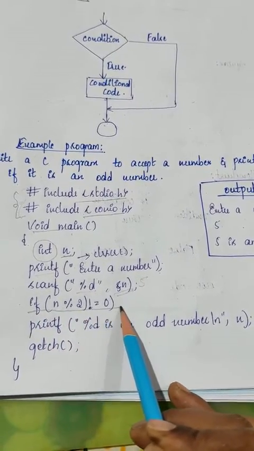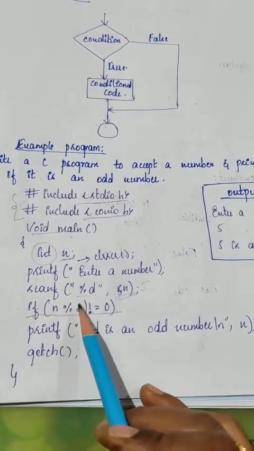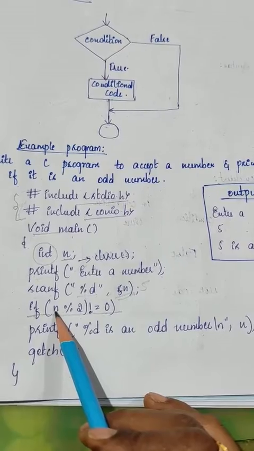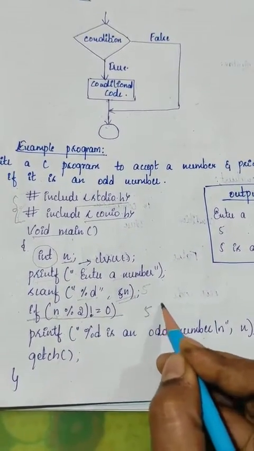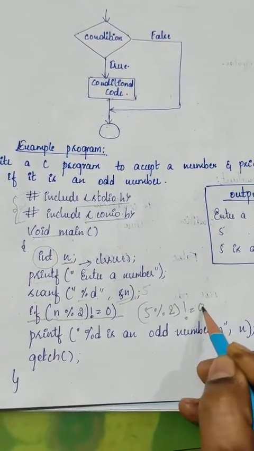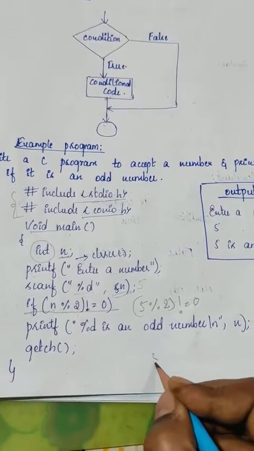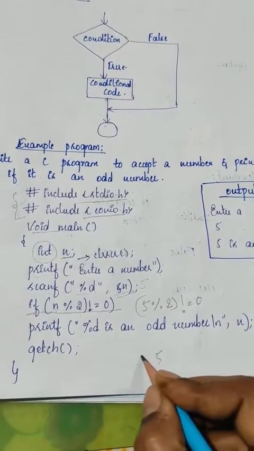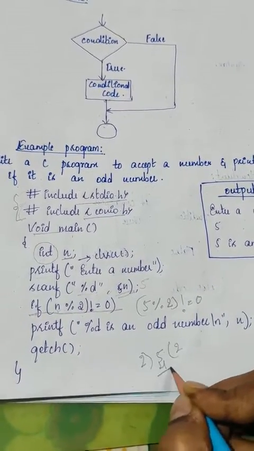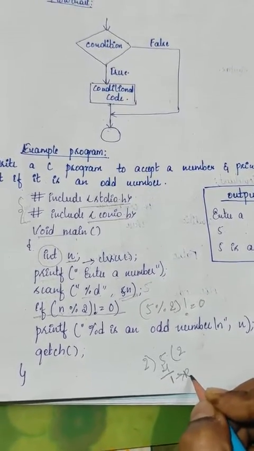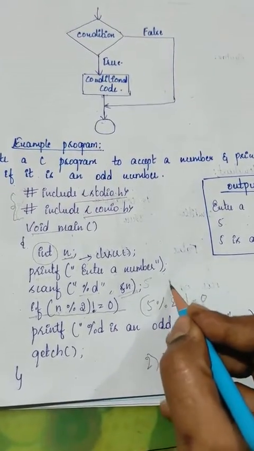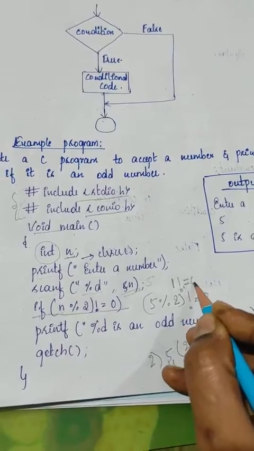So see here, we are using the if condition: if n modulus 2 is not equal to 0. I'll substitute the value of n here: 5 modulus 2 is not equal to 0. So we'll check 5 modulus 2. Modulus means we want to take the remainder value. 2 2s are 4 and then the remainder is 1. For the remainder, we should take the modulus value. So 5 modulus 2, we got 1. So 1 is not equal to 0.